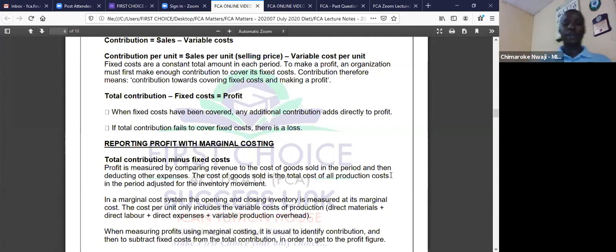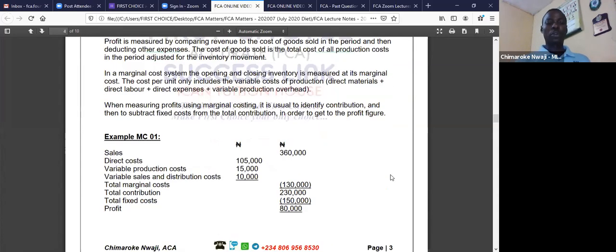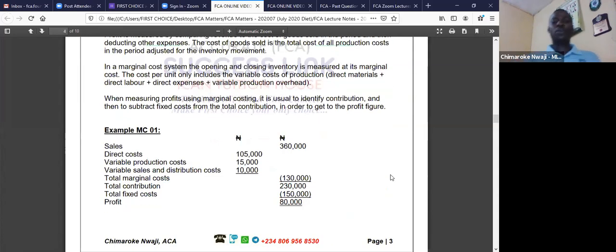All right. Now let's look at an example of how a profit statement can be made using marginal costing. This is an example, I call it example MC01. MC is the short form of marginal costing. Now look at these sales. It's just an arbitrary figure, an assumption. All these figures are assumptions. Your sales is 360,000 naira.